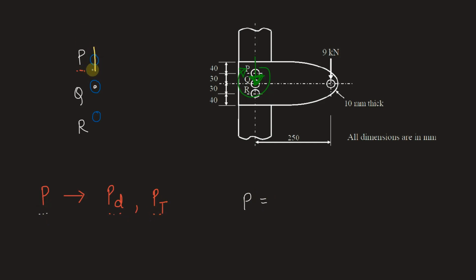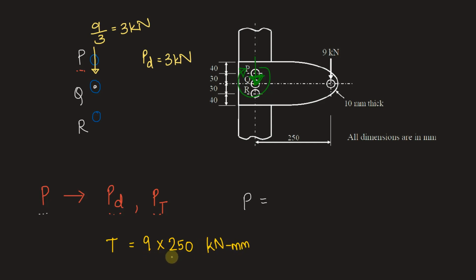On P, we have one direct force, that is 9 kilonewton divided by 3, 9 by 3 kilonewton, which is 3 kilonewton. So right away we found PD. PD is 3 kilonewton. We have to find PT, and first we'll find the direction. This torque can be transferred to the bolts in the form of shear forces in such a way that the pair of shear forces should form this torque. Torque here is 9 kilonewton times 250 millimeters. So the unit of this torque will be kilonewton millimeters. Let this torque be as it is.